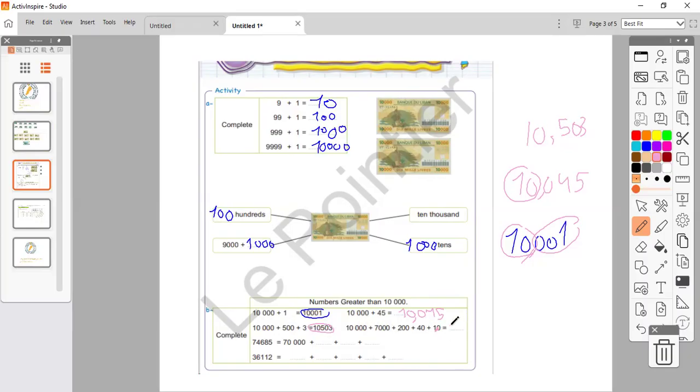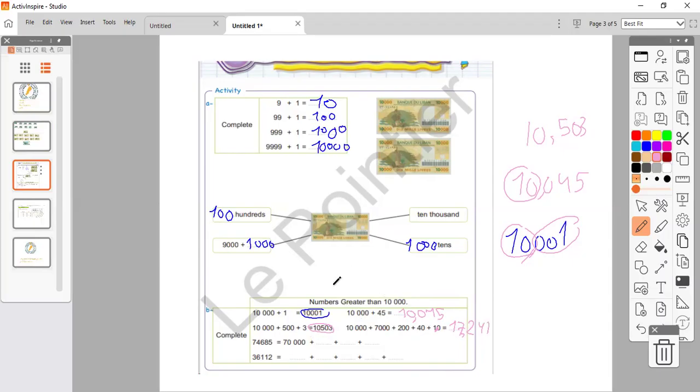What is the 10,000 here? It's 1. What about the 1,000? It is 7. The 100, it's 2. The tens is 4 and the ones is 1. We read the number as 17,241. Let's complete expanding this number.